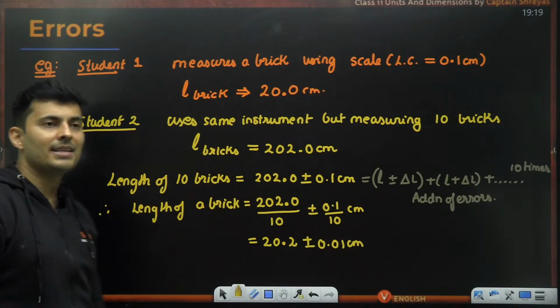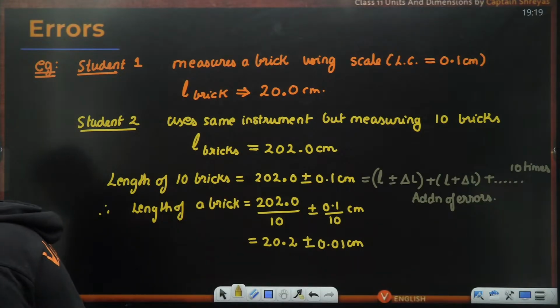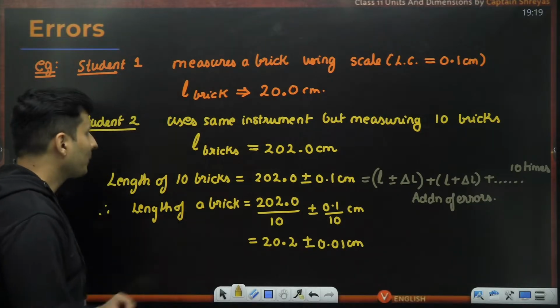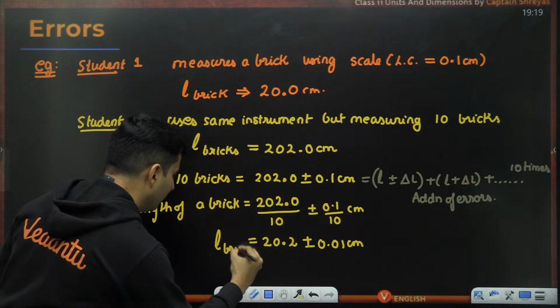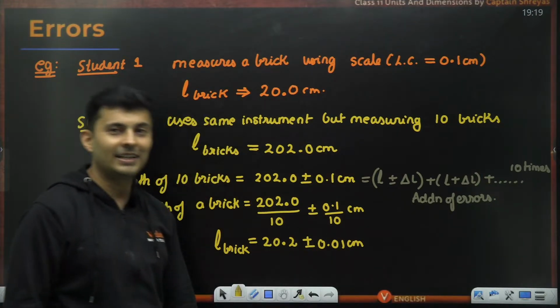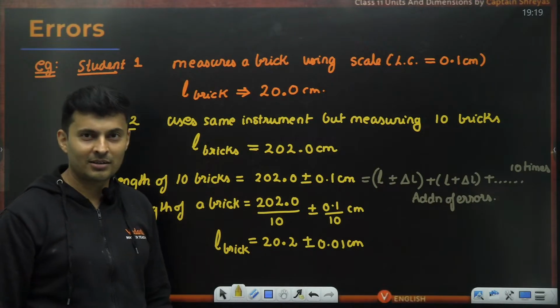Suddenly a magic has happened. But he did for 10 bricks and he got the error as student 1. Yes, Abhijit, I'm coming to that point. That is where the wow factor is. So when the second student measures the length of a brick, the funny part is he ends up getting till second decimal. That means he is more accurate than the first student.